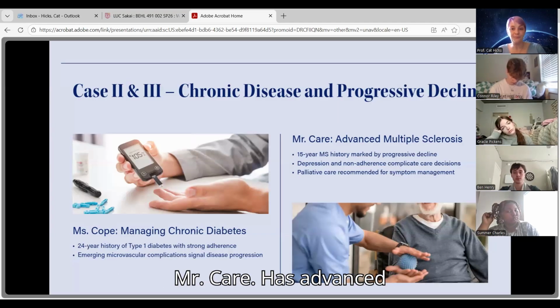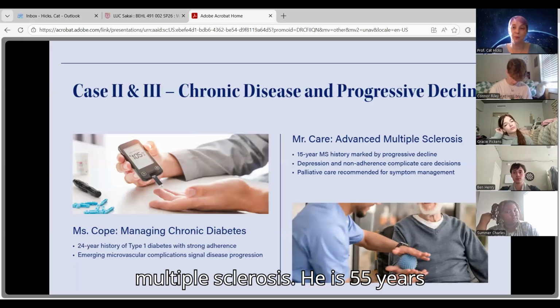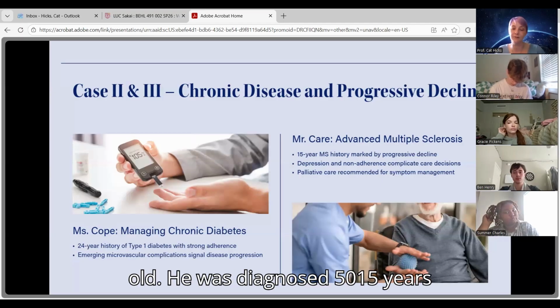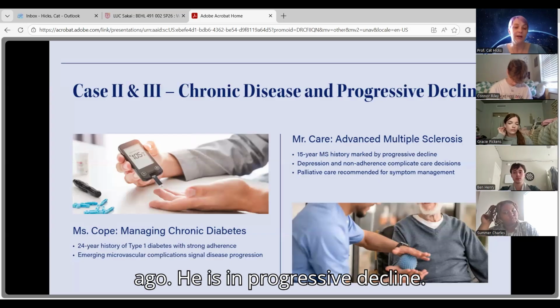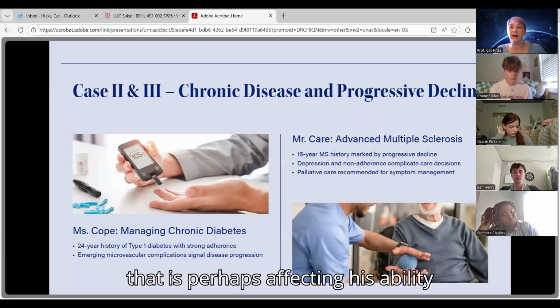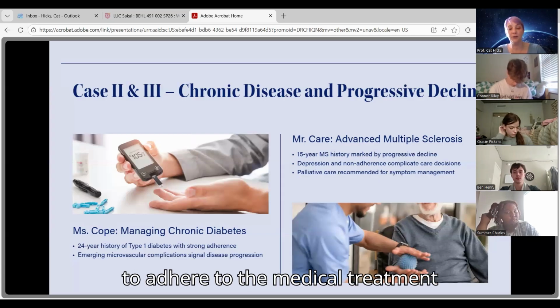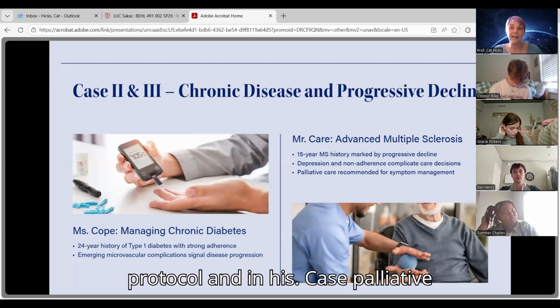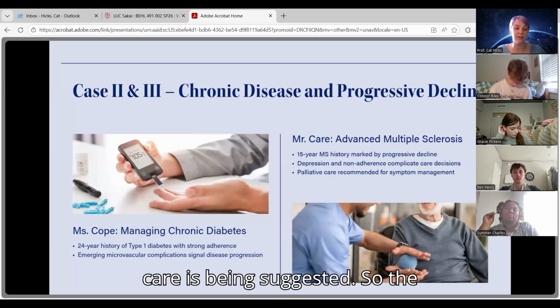Mr. Care has advanced multiple sclerosis. He is 55 years old. He was diagnosed 15 years ago. He is in progressive decline. He is experiencing severe depression, and that is perhaps affecting his ability to adhere to the medical treatment protocol. And in his case, palliative care is being suggested.